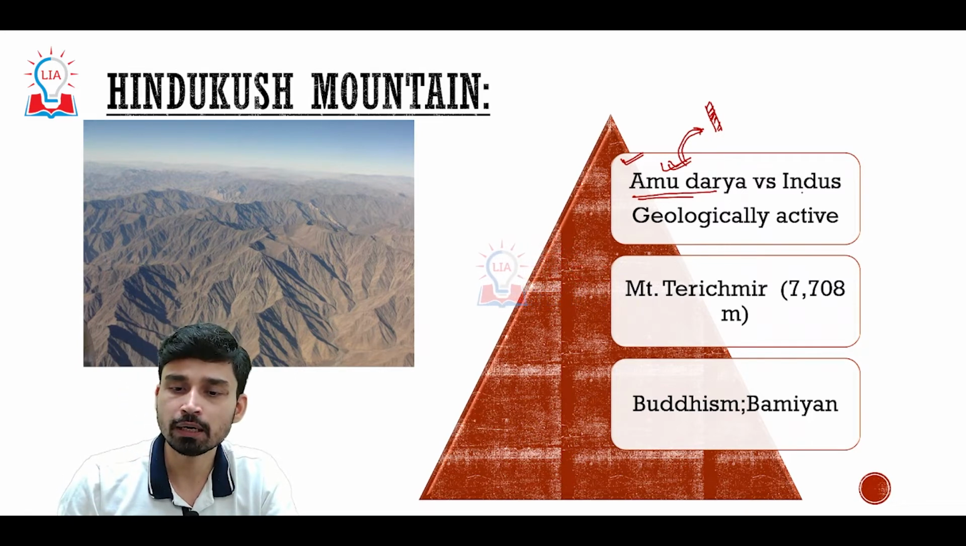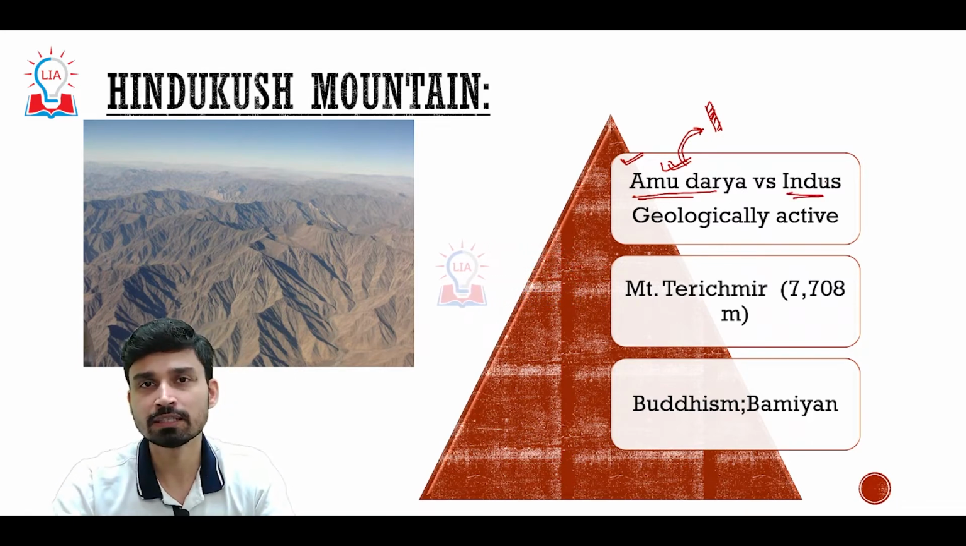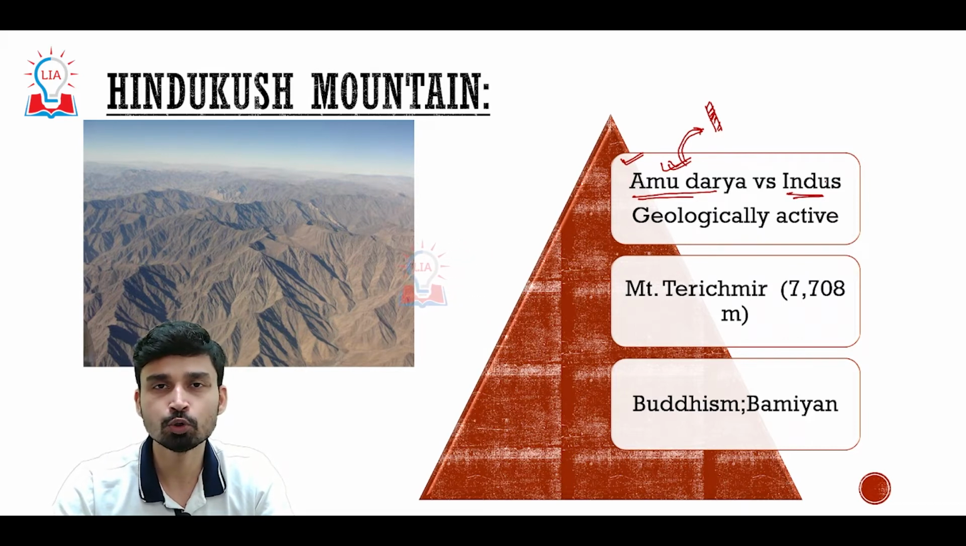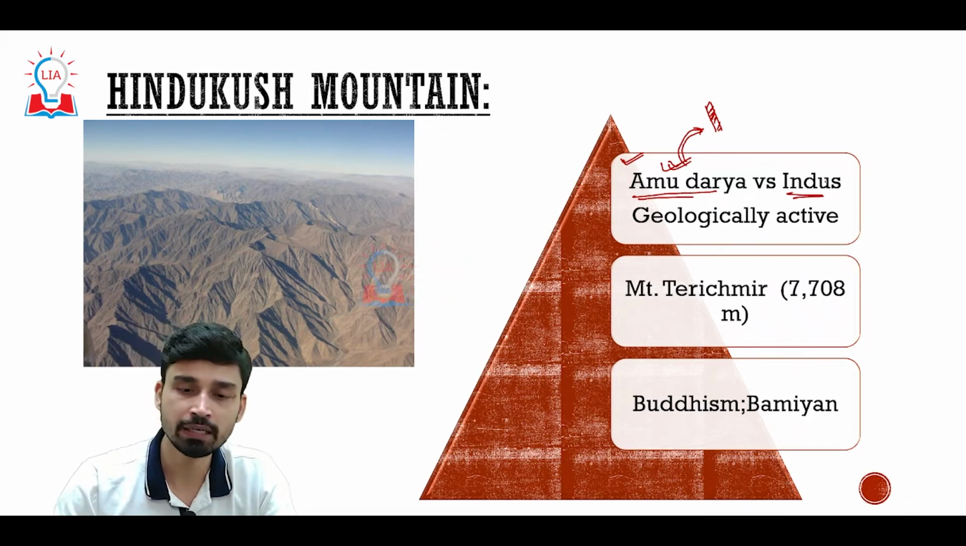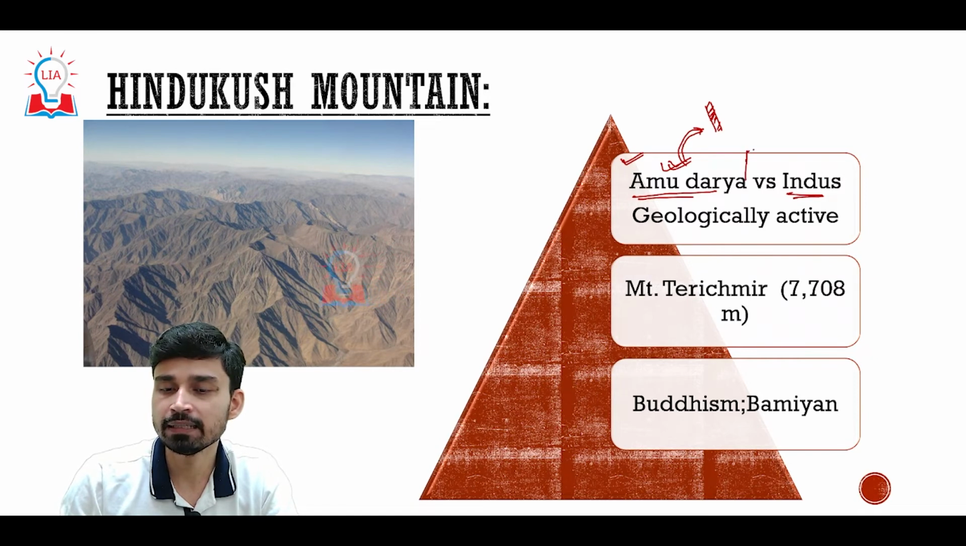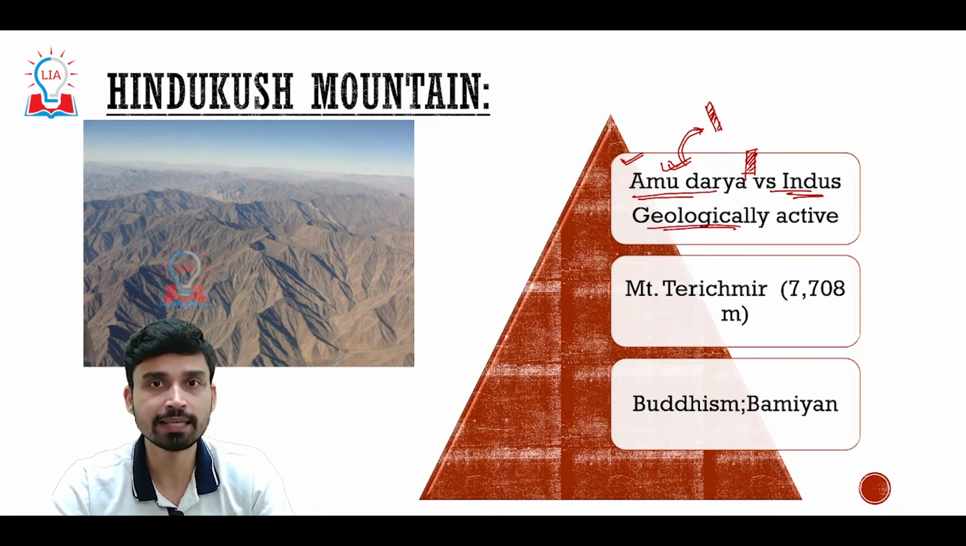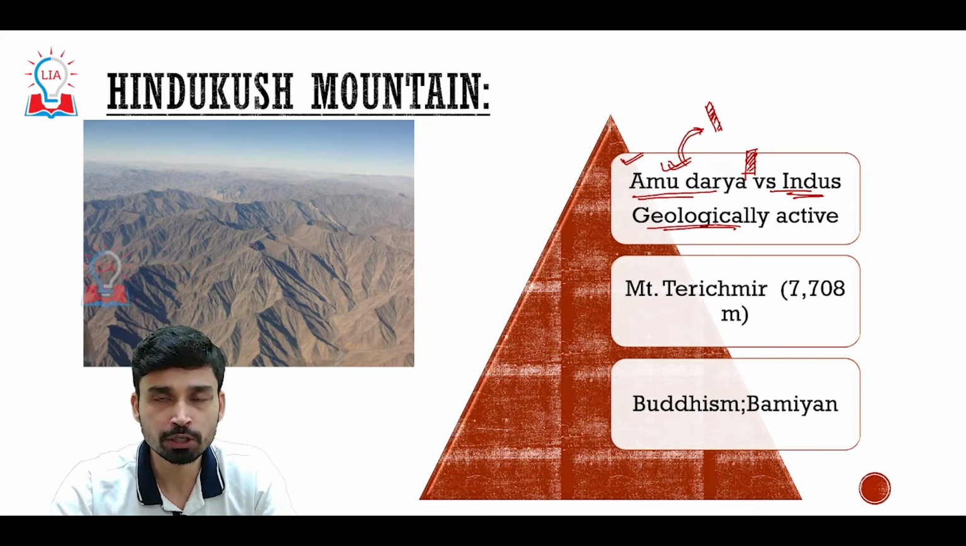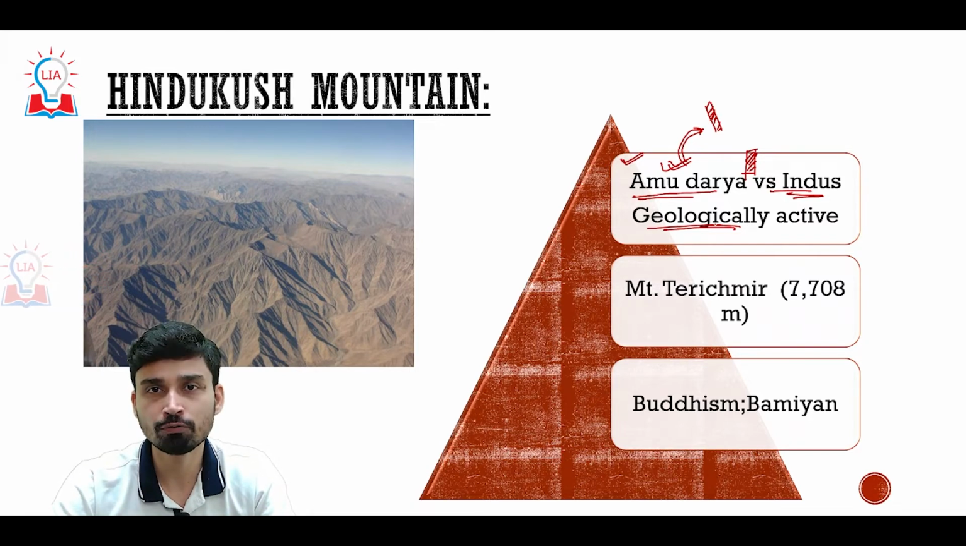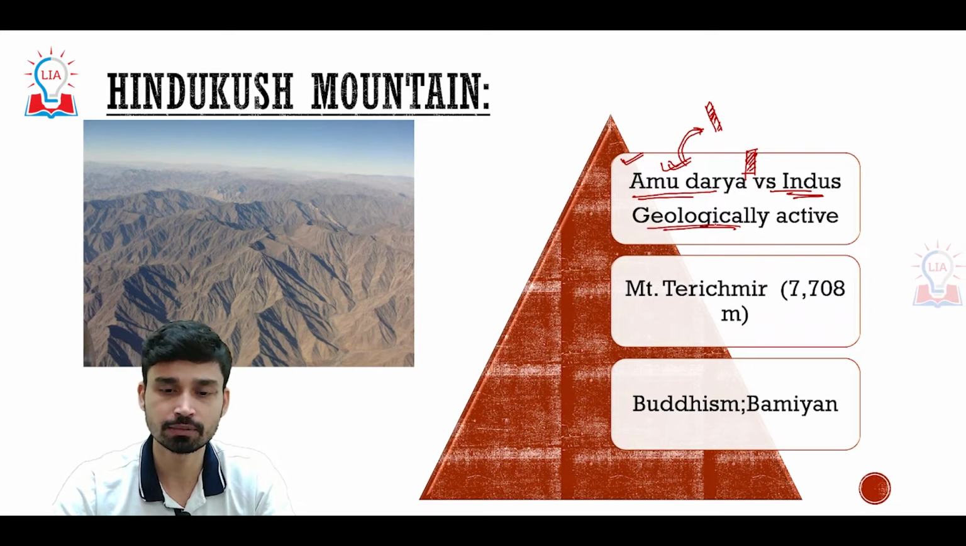So on the western side of the Hindukush Mountain we have the Amu Darya river, and on the eastern side we have the Indus river system. So basically, the Hindukush Mountain system acts as a geographical barrier between the Amu Darya and the Indus river. Not only that, this mountain system is still geologically active, similar to the Himalayas, because the Indian plate is still pushing toward the Eurasian plate at the rate of 5 cm per year, and that is why we also have a lot of earthquake-like activity witnessed in this particular region.